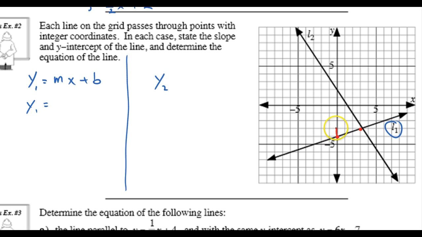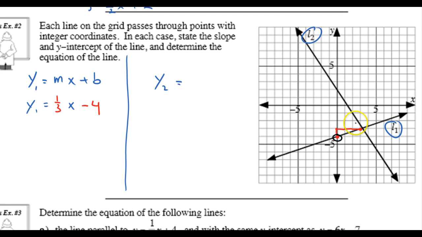The rise over run is 1, 2, 3, so that's 1/3. So 1/3 x, and then my y-intercept value is right over here, and that's -4. So let me go ahead and input that in here. Let me change this to a -4. And there you go.